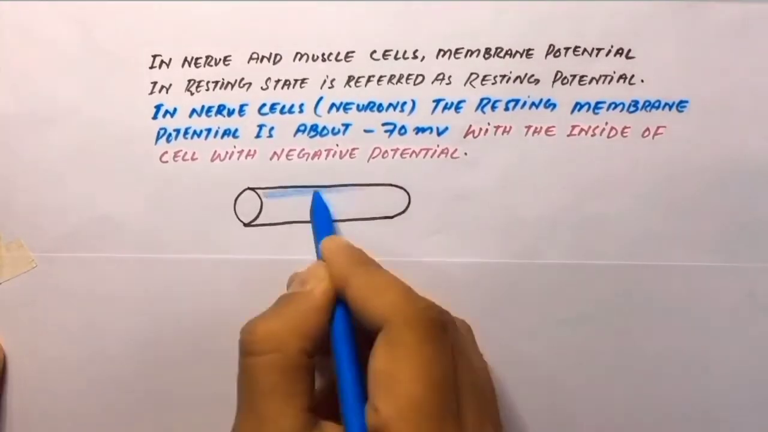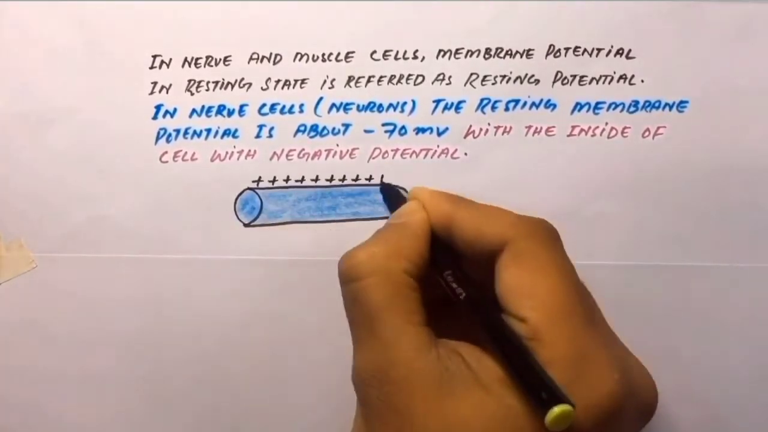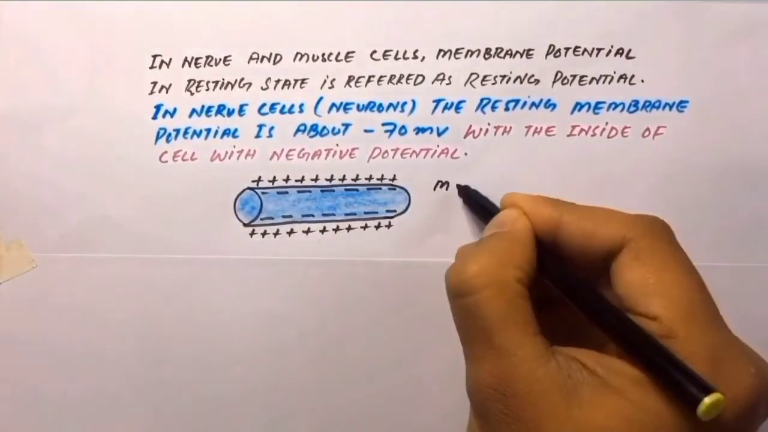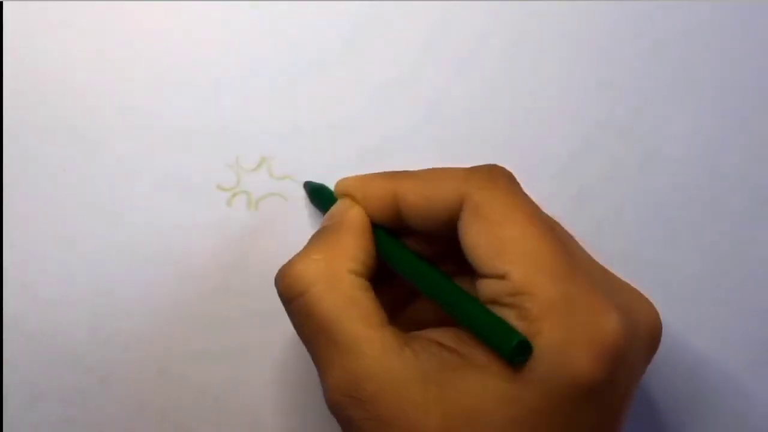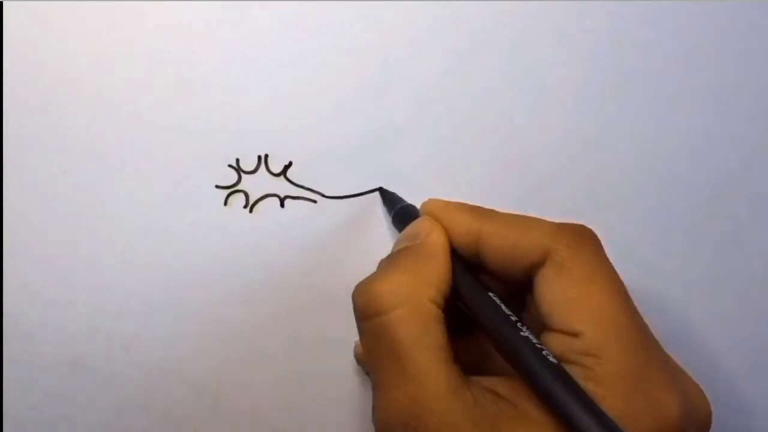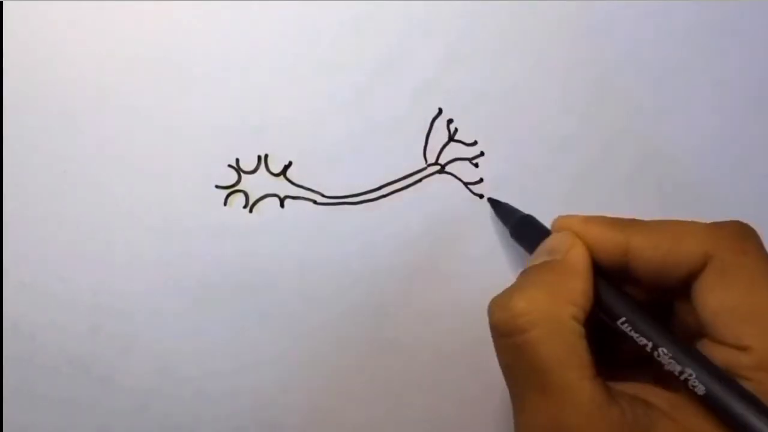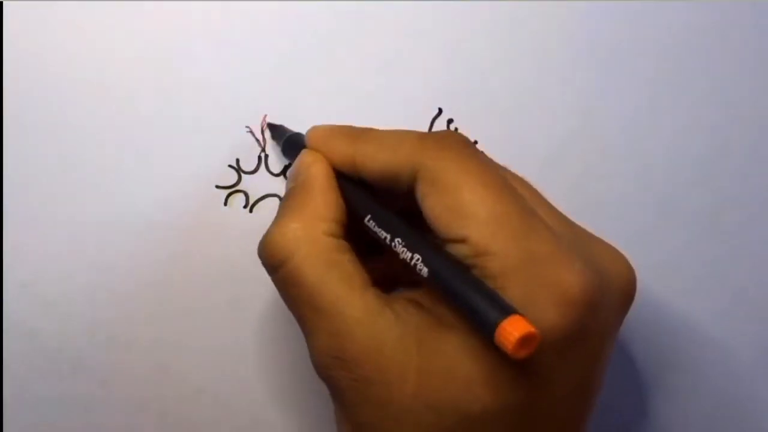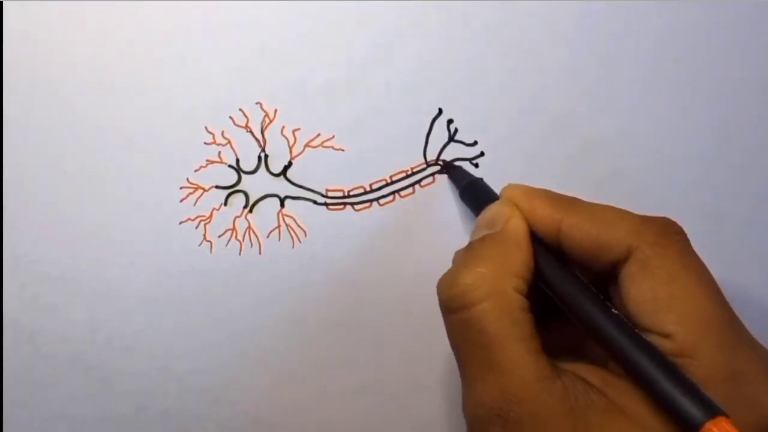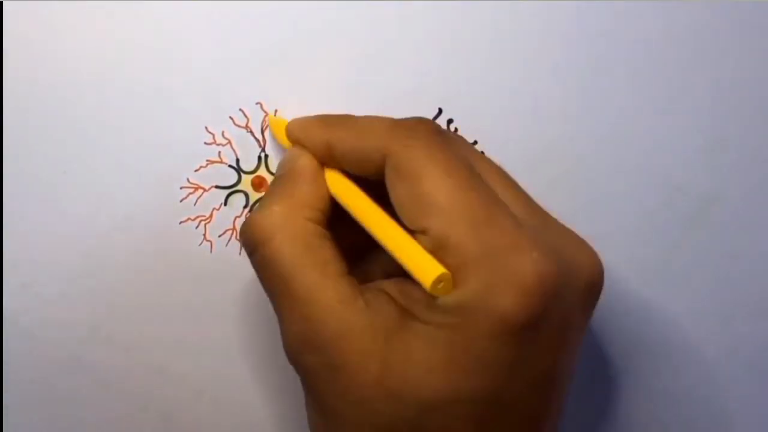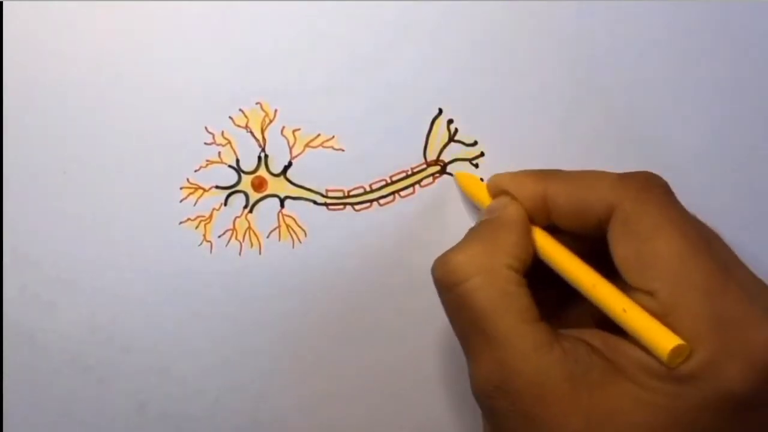The membrane potential of a neuron can be measured by using a device called a microelectrode. Here, shown in the diagram, is a typical neuron and its components. Electrical impulses are used to transmit signals along nerve or muscle cell membranes.